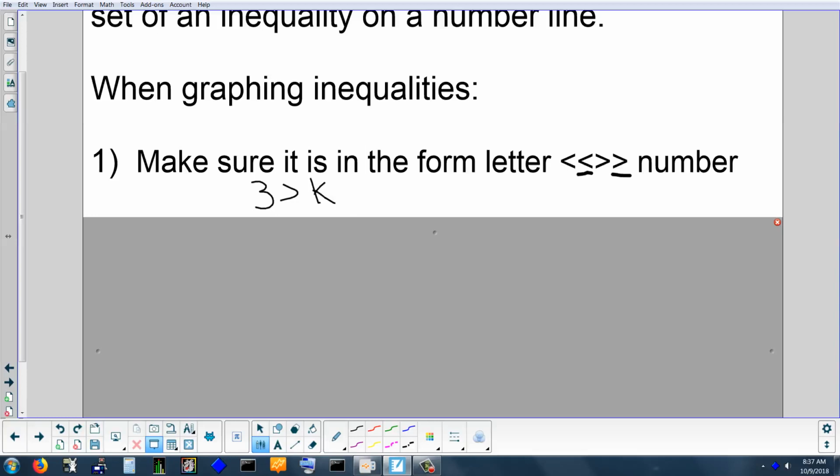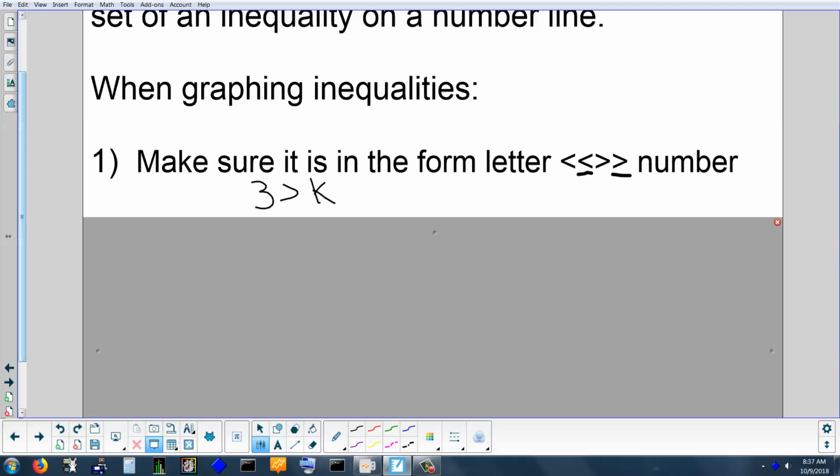All right, you got to make sure you flip it. I'll show you how to do that in a second. But again, I just want to show you that. Again, if it's in this format with the numbers on the left, that won't work. These steps won't work. So make sure it's in that form. Letter, one of the signs, number at the end.